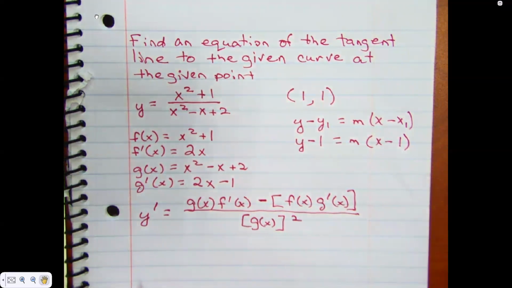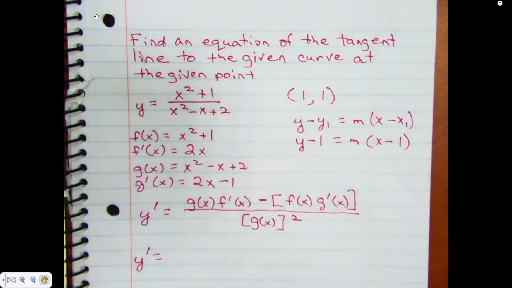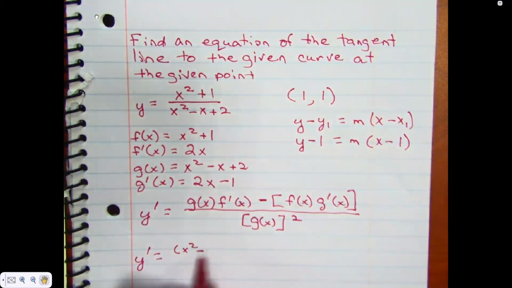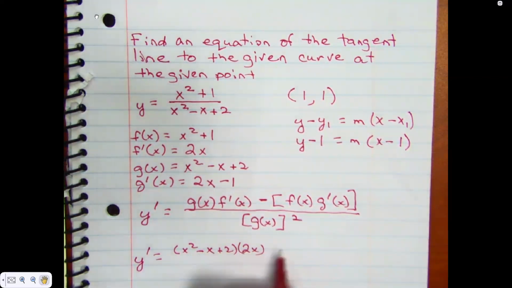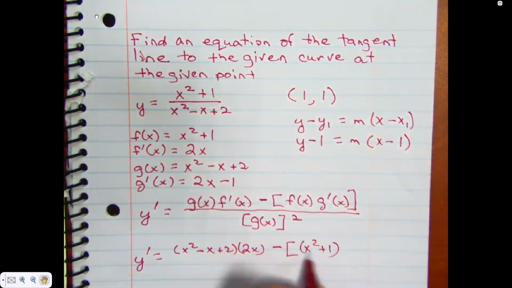All right, so now it's just a matter of plugging it in. g is the trinomial x squared minus x plus 2. Derivative, that's not too bad. That's just 2x. Okay, that's good. Minus parenthesis. f is the 2 terms, x squared plus 1. And then the derivative is also 2 terms, 2x minus 1.